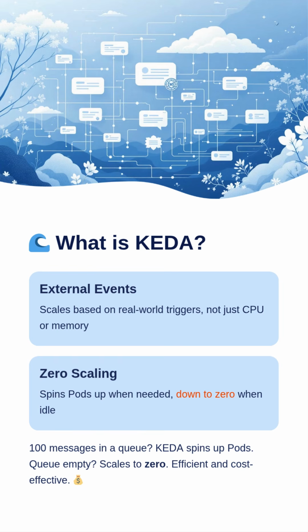What is KEDA? KEDA is like a supercharged HPA that listens to external event sources instead of just CPU or memory. It lets your application scale up and down, even to zero, depending on events happening outside Kubernetes. So, if there are 100 messages in a queue, KEDA can spin up pods to process them. When the queue is empty, it scales your pods back down to zero.